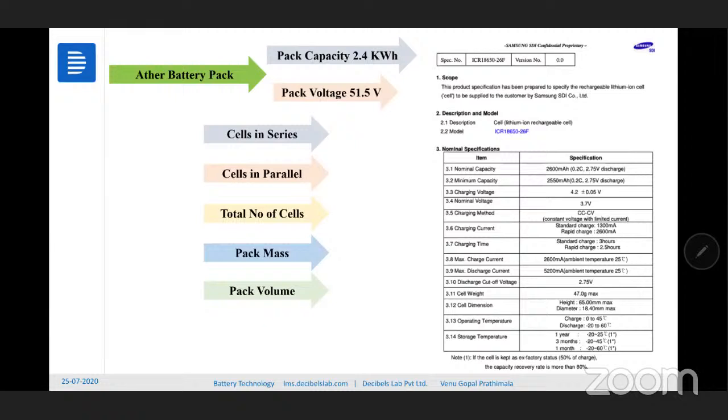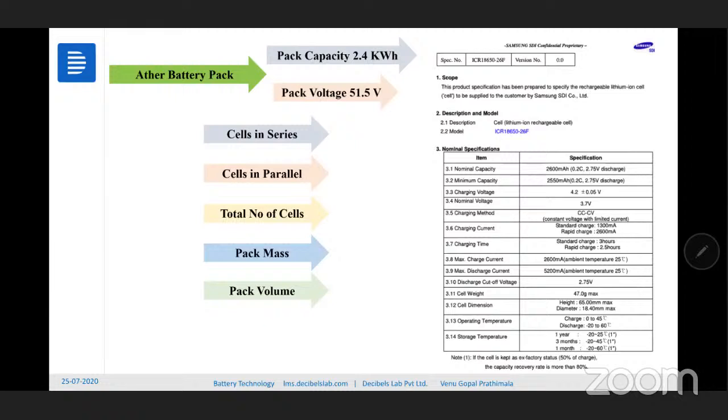If there are no questions, the final topic is the Ether battery pack calculation. It will take just about 10 minutes, and with this we'll end the session. So what is the main aim of this Ether battery pack calculation?